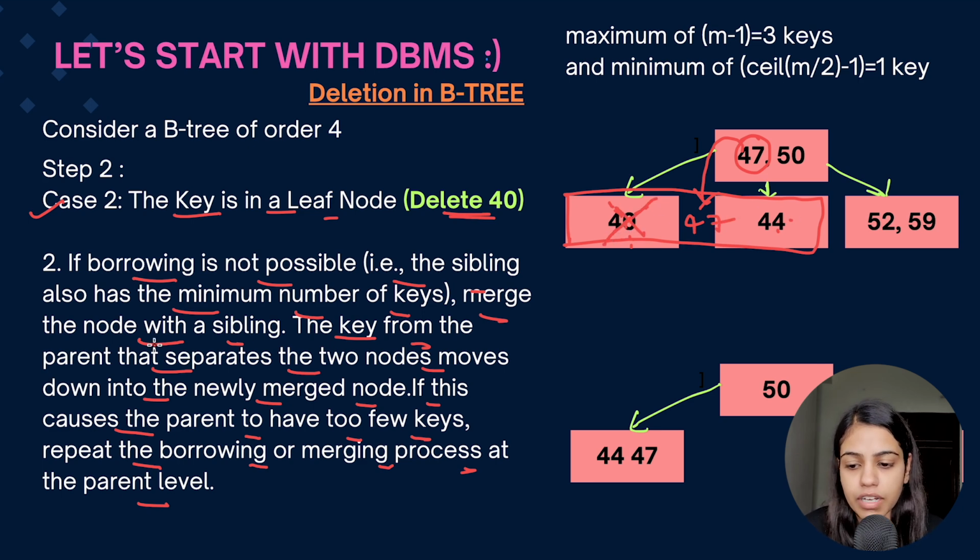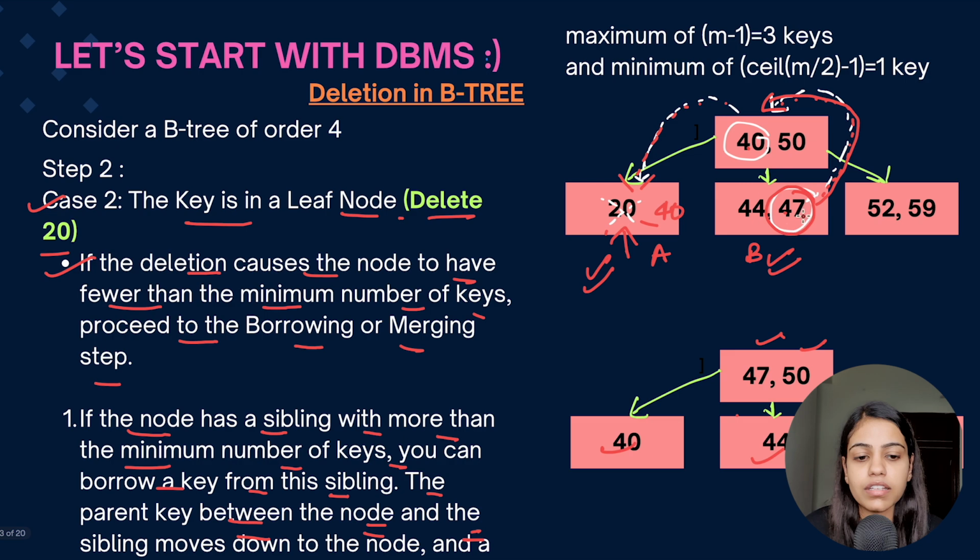So what happens is we merge the node with the sibling. The key from the parent that separates the 2 nodes moves down into the newly merged node. So it will be 44, 47, 50 since we need to store our data in a sorted manner, and here it will be 52 and 59. So this is how the merging happens when the sibling doesn't have more than the minimum number of keys, and this is how borrowing happens when the sibling has more than the minimum number of keys.